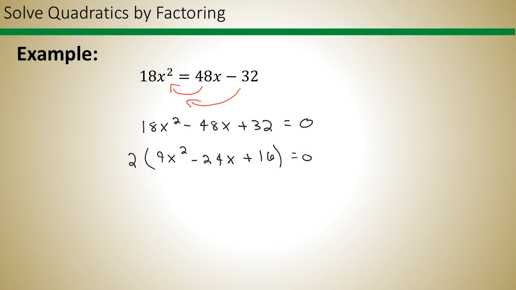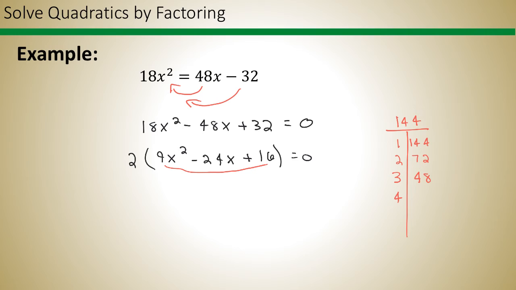So now what we need to do is we need to multiply 9 and 16 together. So 9 times 16 is going to be 144. And we need factors of 144 that add to make -24. Okay, so I can't, nope, 3 and 48.